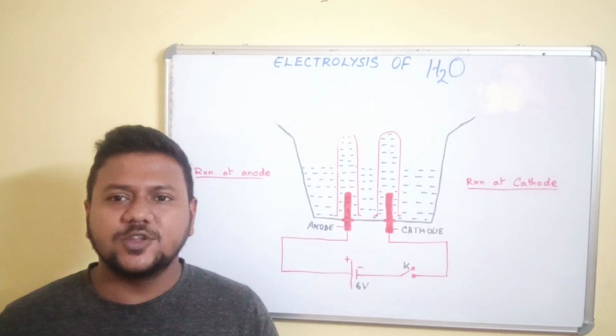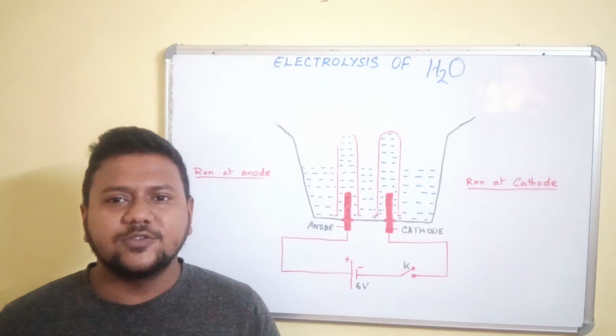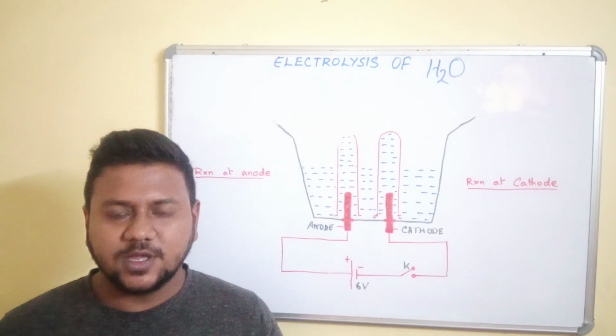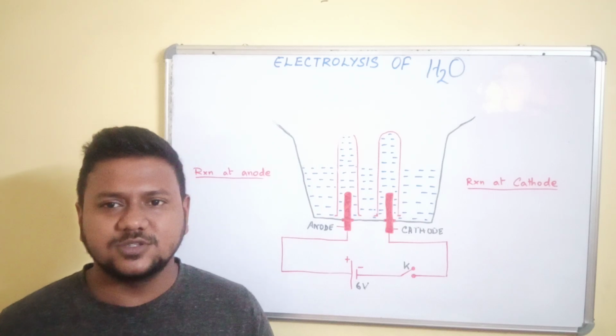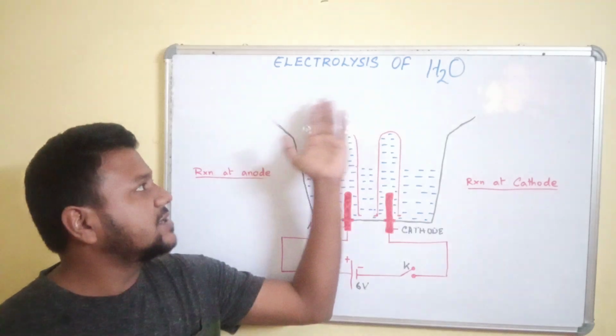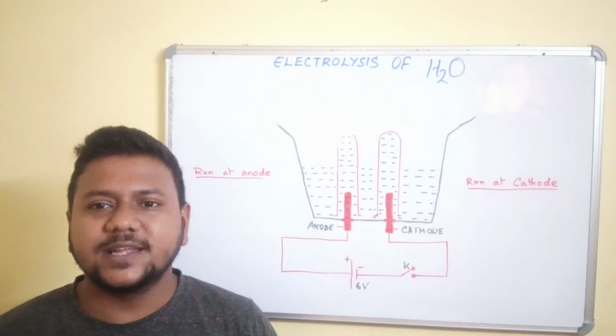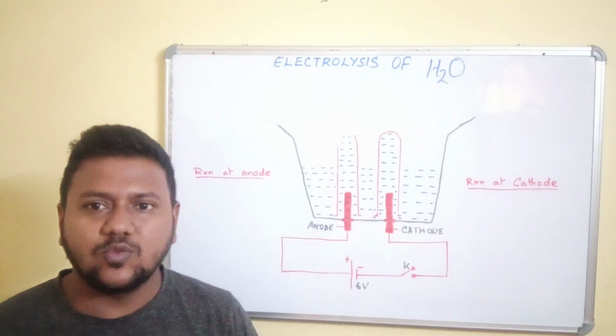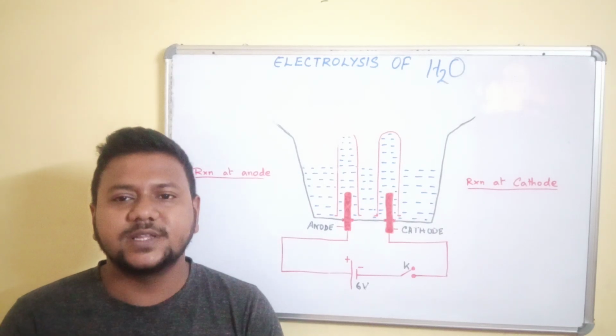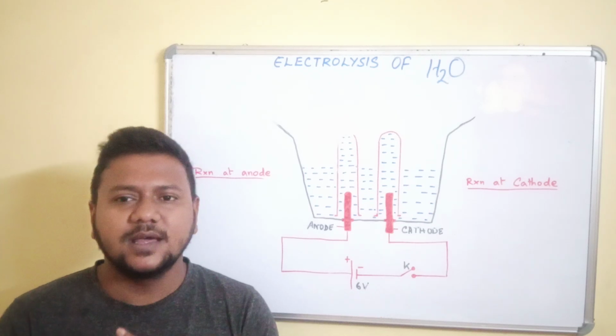In this part of the video, we are going to discuss one of the most important topics of chemical reactions and equations, which is the electrolysis of water. Electrolysis is an electrical decomposition reaction where water is decomposed into its constituents, oxygen and hydrogen.